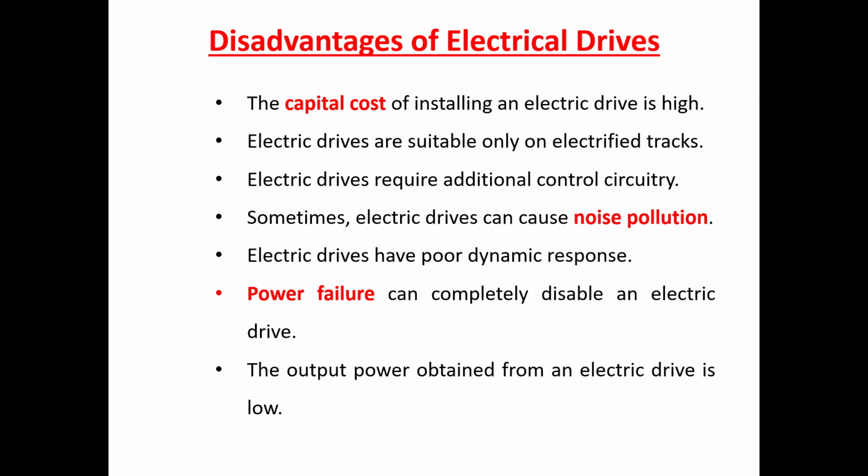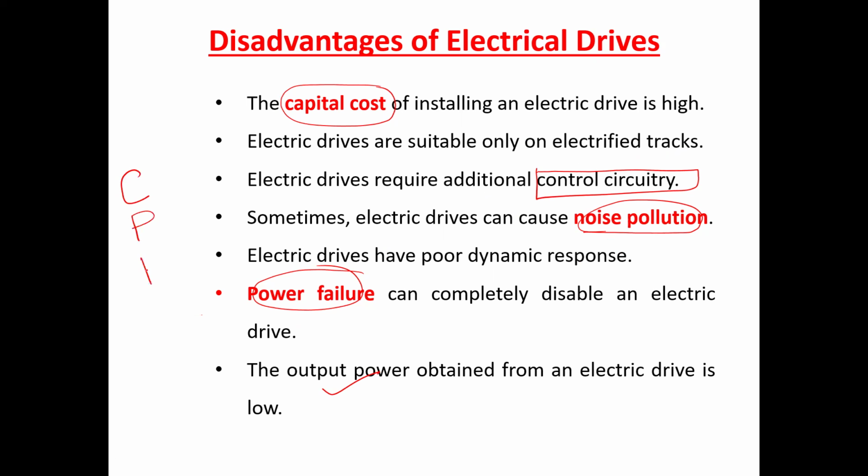Coming to the disadvantages, the main disadvantage is that the initial or capital cost is higher for installing electrical drives, and they can cause some noise pollution. Also, if there is any power failure, the electrical drive is completely disabled. The output power of this drive is low, and it needs a control circuit. It is suitable only for electrical tracks, not ordinary fuel tracks. These are the disadvantages: capital cost, power failure, and noise pollution.